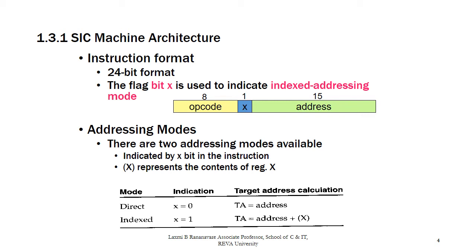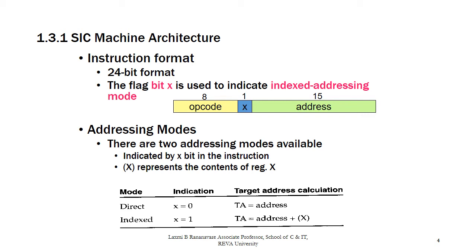Then we are going to see the addressing modes. There are 2 addressing modes available for the SIC machine. One is, if the X bit is set equal to 1, then it is indexed addressing mode. If it is 0, then it indicates direct addressing mode.